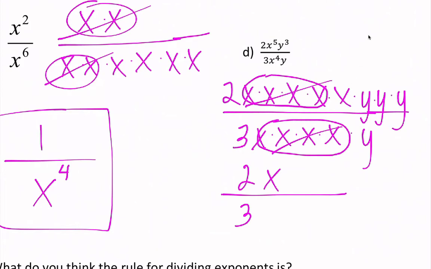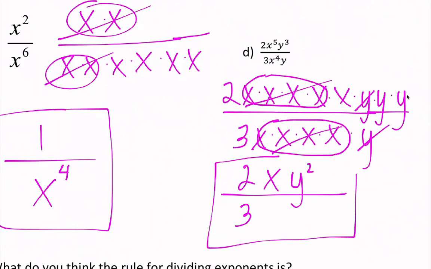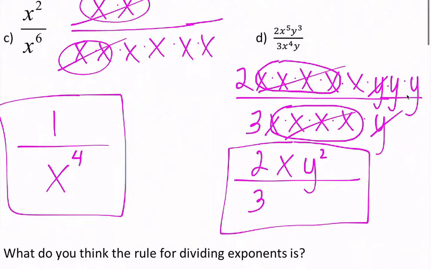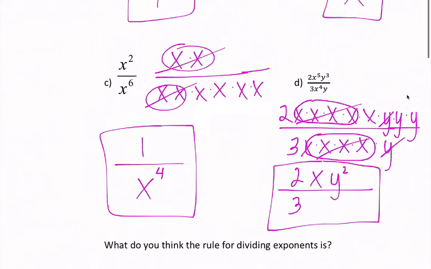And then I look at my y's. I see that one of the y's from the top will cancel that one y from the bottom. So my y's are left on the top. And it's going to be y to the 1st, 2nd power. Okay, so that's how you do it when you're going to break it down, but there is a faster way.